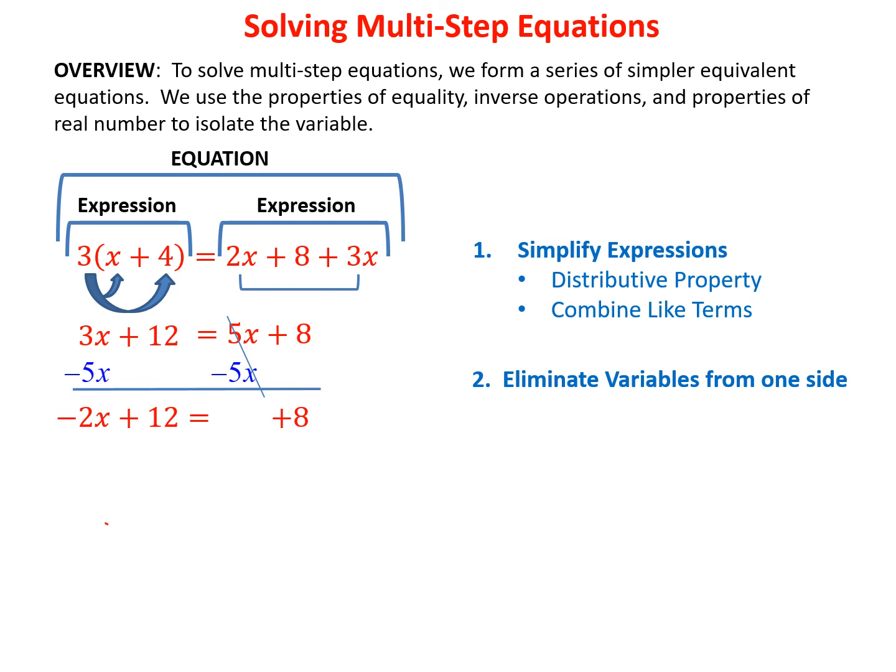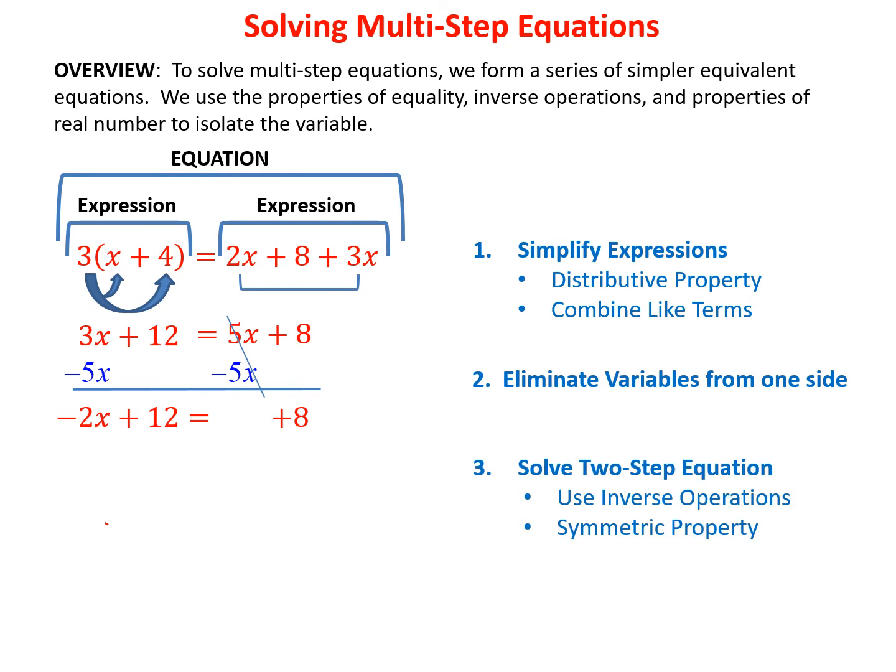So now once I've got the variables on one side, we're down to a two-step equation. So we use our inverse operations to undo the addition or subtraction first, and then to undo the multiplication or division. So to undo plus 12, I'm going to subtract 12 from both sides, and I get negative 2x equals minus 4.